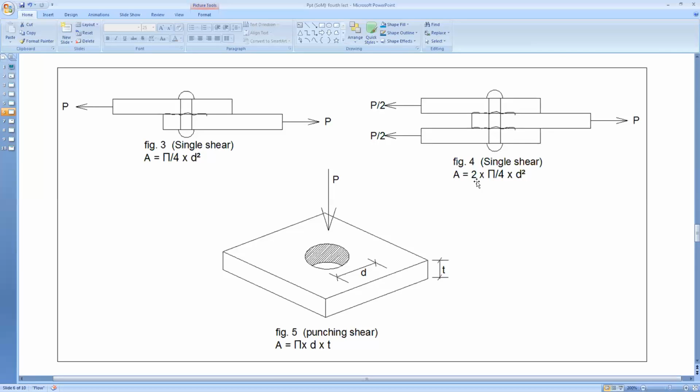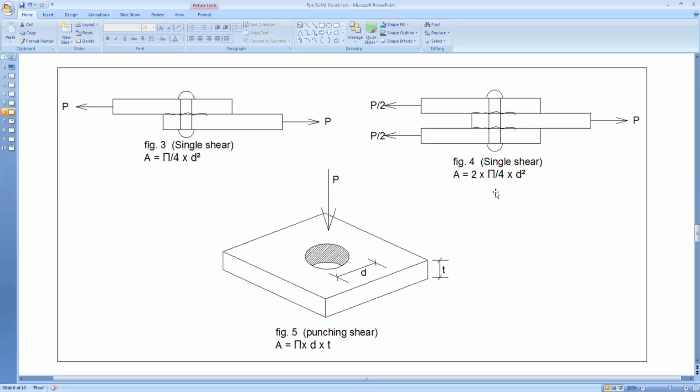So how to calculate the shear area? Area is equal to pi by 4 d square, means the cross section area of a single rivet, into two times. Means a rivet gets cut at two locations, so we have to take two times as the shear area.